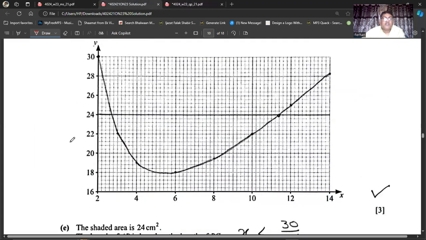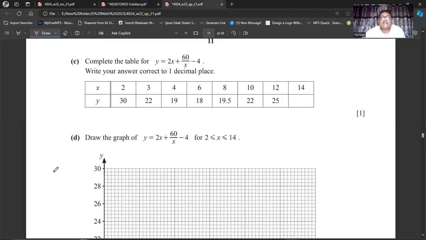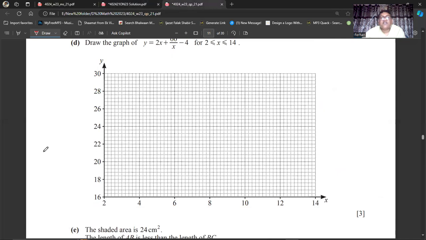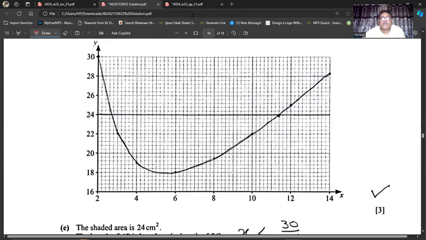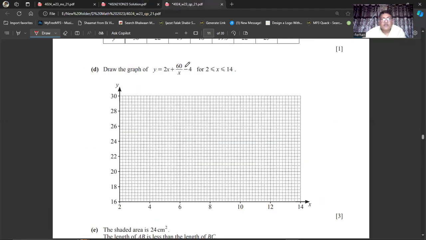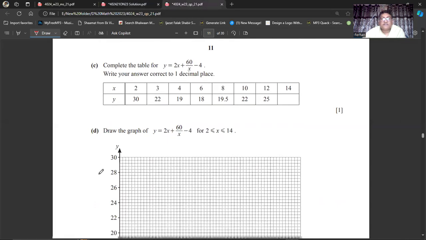So I'm going to plot these points. I have plotted them. Hopefully you can see those dots. Can you see those dots? I have put those dots here. And then I have joined them with a smooth curve. So this is how you will get this. It was a 3 marks question, and we have plotted this curve. And these are the points, okay?